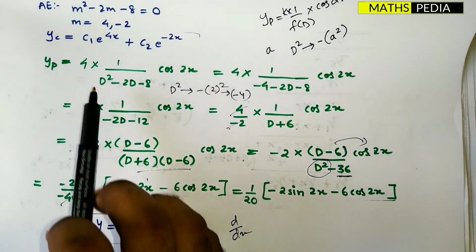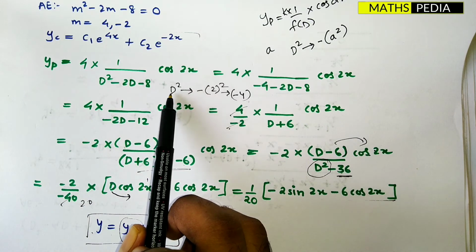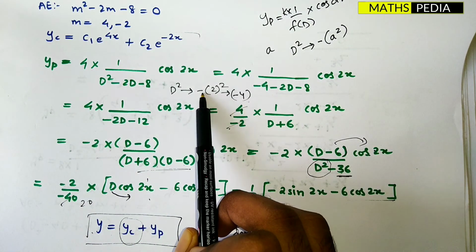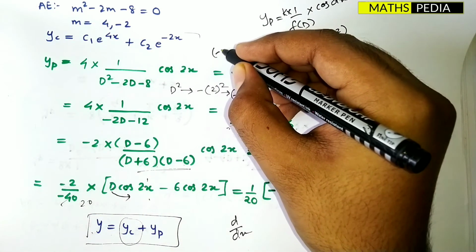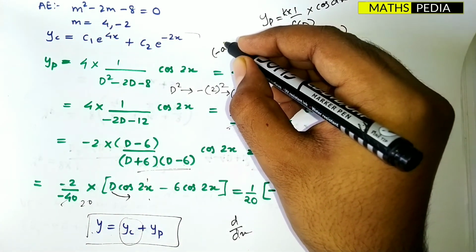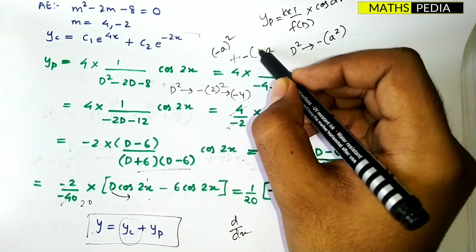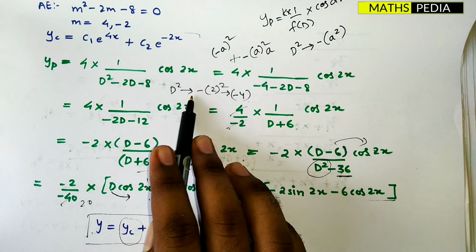In this case, always remember you have to replace D square with minus of a square. Don't get confused, it is not minus of this thing, otherwise it will become positive. Always remember the minus is outside, minus of a square. So you have to replace with that.